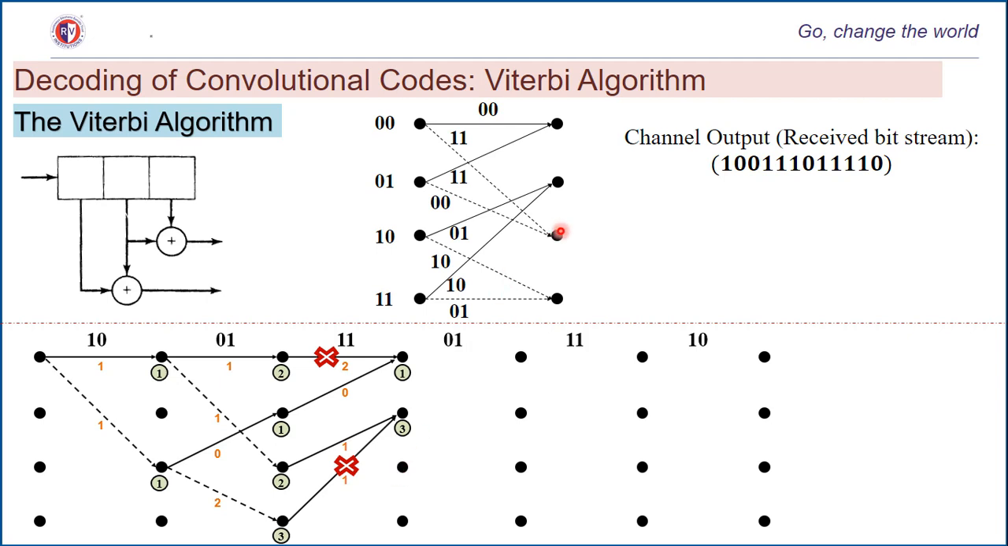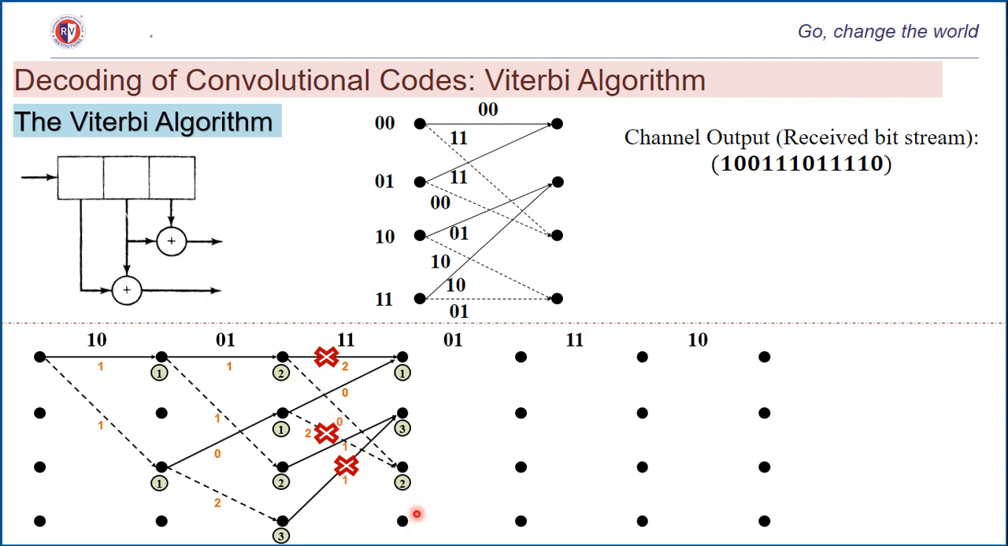For this node, the inputs are from state A and state B. There are two inputs for this node. Output for those two is respectively 11 and 00. Comparing with 11, which is actually received, this will have 0 path metric. This will have 2 path metric, because the output is 00. Compared with 11, that will give you 2. Accumulating the path metrics again, 2 plus 0 is 2, 2 plus 1 is 3, and hence we'll have to cut out or eliminate this particular path and retain the path which has got the lesser path metric. So cutting out this particular path, we'll have the update of the path metric at this node as 2 plus 0, which is 2.